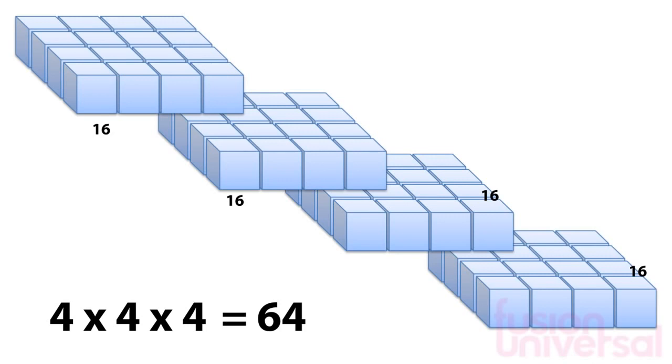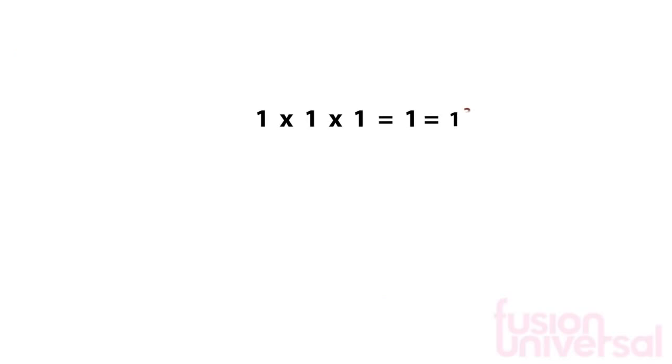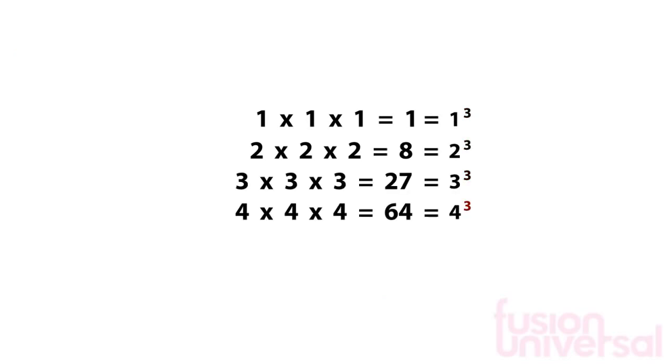We can write this as 4 to the power 3 or 4 cubed. In a similar way to square numbers, we can look at the following pattern. These are the first 5 cube numbers.